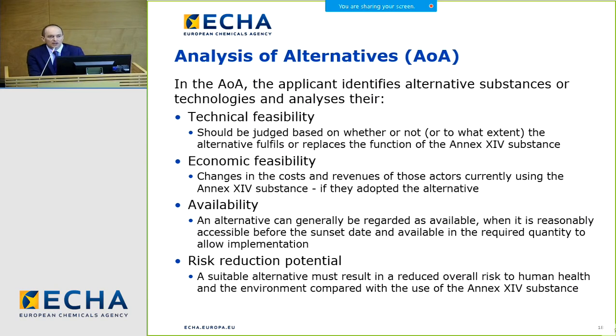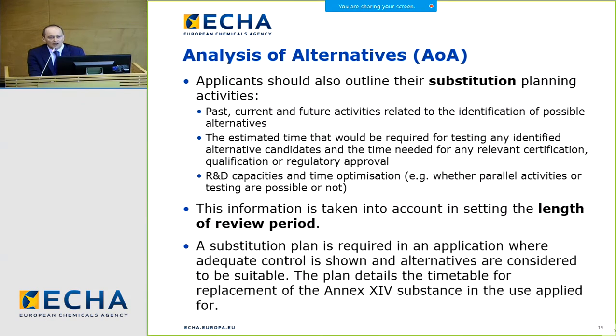So these are the 4 criteria that you have to assess in the AoA. In the AoA, you also have to outline your substitution planning activities. So what have you done in the past? What are you currently doing? And what you will do in the future related to the identification of possible alternatives. You have to also explain what is the estimated time that would be required for testing these alternative candidates, and the time needed for any relevant certification, qualification, or any kind of regulatory approval.